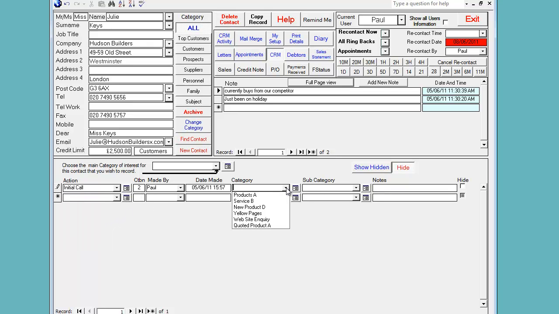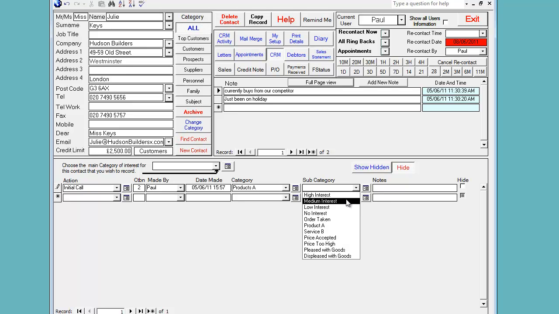We can say that we called her about product A, and that at the moment the interest is low. I can make a note to say call again, and I can put a note to call her, let's say, in 2 days' time.